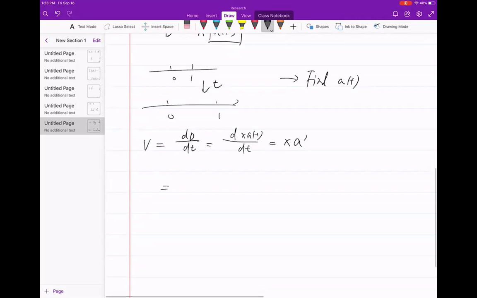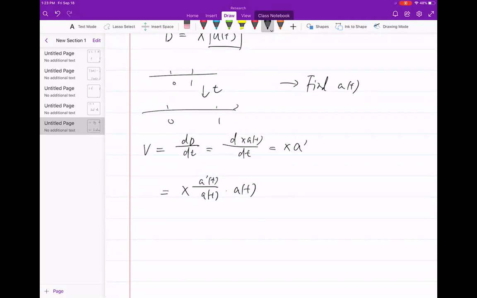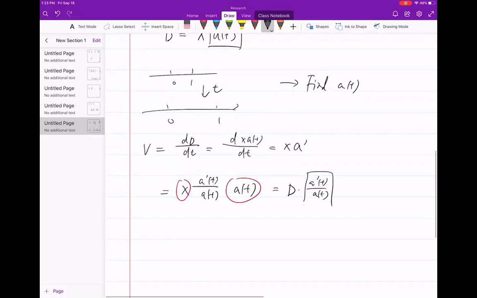Now let's do some transformations. Let's keep this thing. We divide by a(t) and multiply by a(t), which gives us nothing. But then we put these two terms together. We realize this is x times a prime(t) over a(t). We give this thing a name, H.